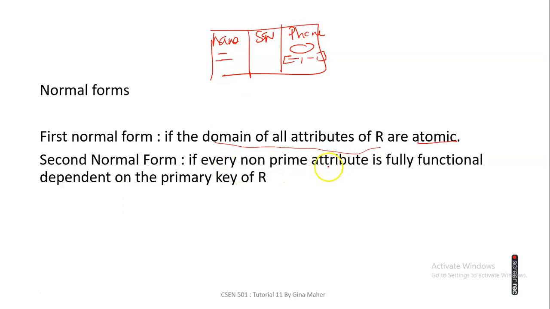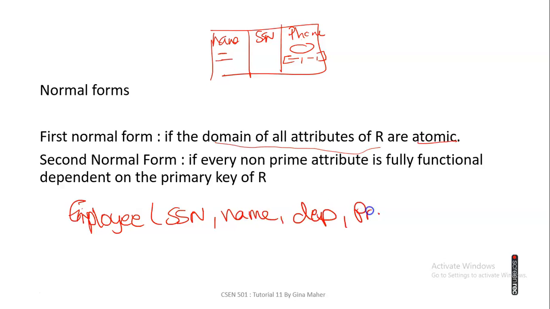A relation is in second normal form if every non-prime attribute is fully functionally dependent on the primary key. What does this mean? Let's assume that we have a relation schema, employee: SSN, name, department, project, salary. And the primary key in this case is SSN plus the name.